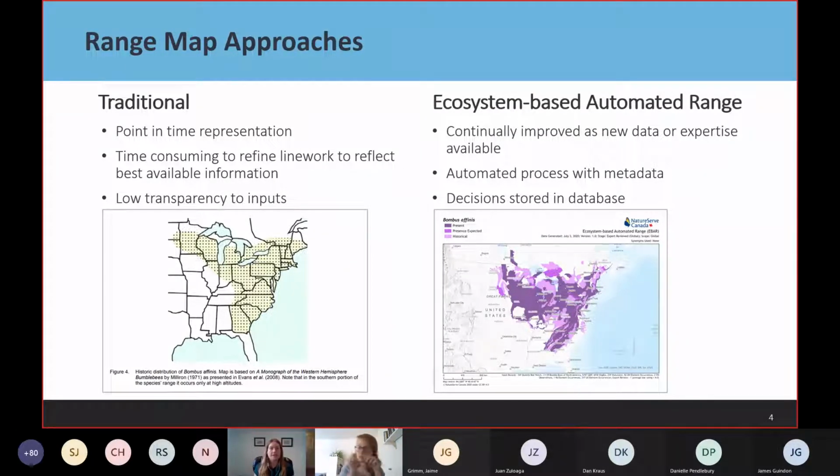If we contrast that with EBAR, as I mentioned earlier, we have the ability for continual improvement anytime we have new data or expertise available. We've also automated a lot of the process using the custom Python tools, which allows us to produce not only a range, but a huge amount of metadata that goes along with that range. And finally, all of our decisions are stored in our database. So if someone were to come to me and say, why is this ecoshape lit up but not that one, we have all that information available to have transparency.